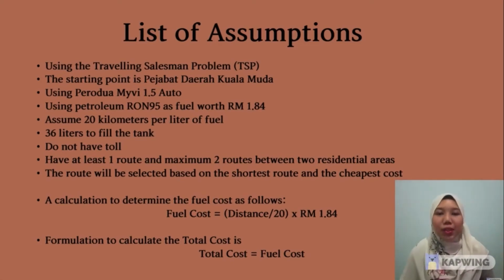Firstly, we are assuming that a person will start traveling from Pejabat Daerah Kuala Muda, and the person is using a Perodua Myvi 1.5 automatic car that needs 36 liters of fuel to fill the tank. The fuel used is RON 95, and every 1 liter is worth RM1.64. Every liter of fuel can travel for 20 kilometers. Traveling from one location to another does not involve toll. Besides that, from one location to another, there is at least 1 route and the maximum is 2 routes.